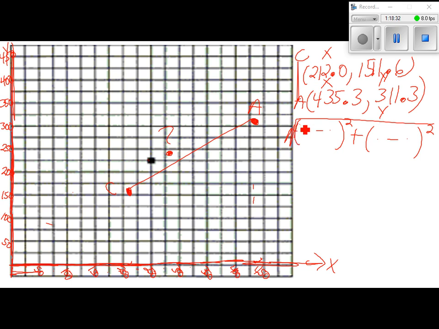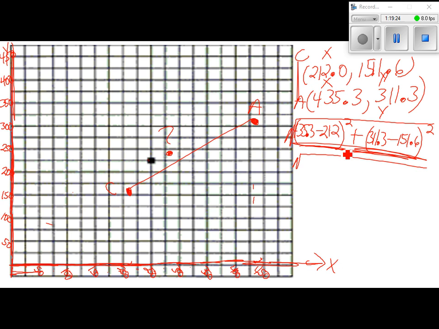So I want my X's. I'm going to put 435.3 minus 212. And 311.3 minus 151.6. Again, if you don't have a calculator, you're probably not going to be able to do this. So if I'm doing this on my calculator, again, if you're doing this on one of the TI-30 X2S's that I told you would probably be the best to get, you could type all of that right in, and that's what I'm going to do right now. I'm going to type it all in just like it is right there.